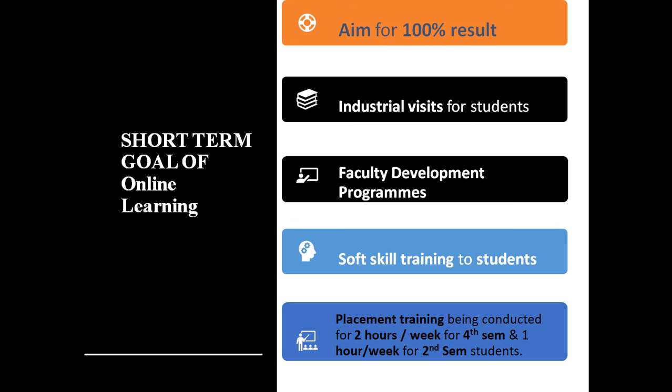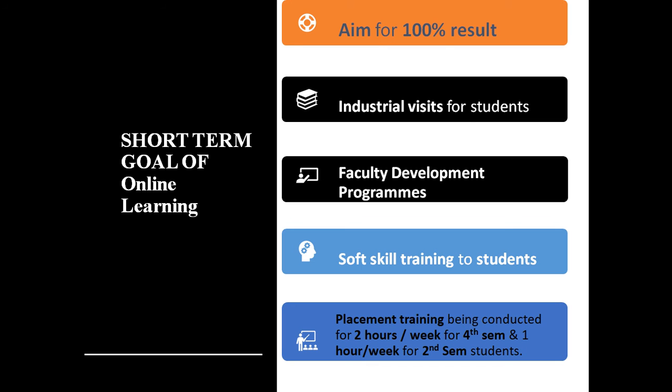So you can plan it, and you can provide a placement training, and they can get the training. Once the training is completed, it is a benefit for the students to focus on the job and to face how interviews can be handled. So these are all the basic short term goals for the present situation.